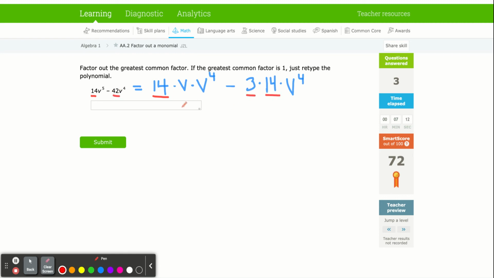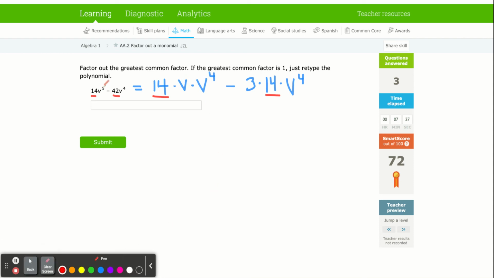3 times 14 is 42. Whoops, I should not have underlined those. I didn't mean to underline those because I only want to underline what's in common. That 3 is not in common, just the 14 is in common.